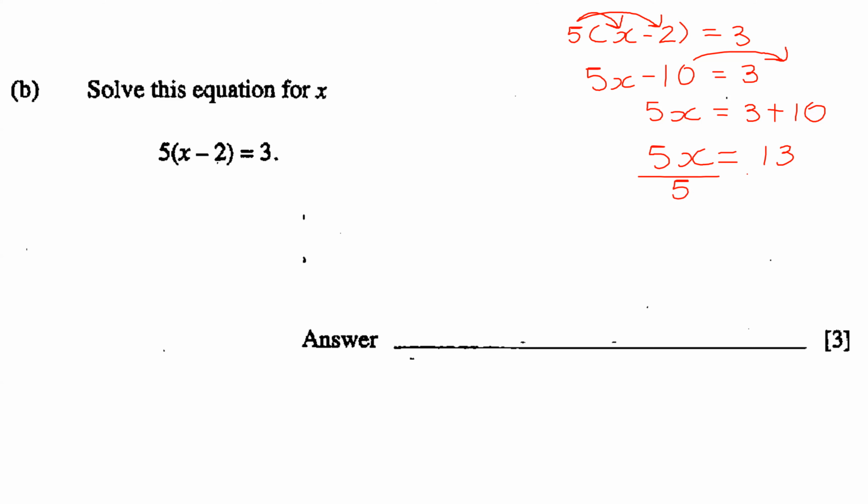Again, we're going to divide both sides by 5. So these two cancel. So that means that x is going to be equal to 13 divided by 5. What is 13 divided by 5? 13 divided by 5 is definitely 2.6. And so the answer is 2.6. So x equals 2.6. All right, and that's how you get your 3 points. x equals 2.6. Okay, moving right along.